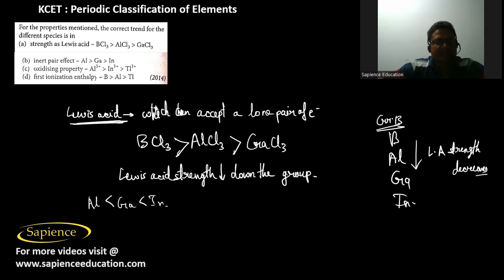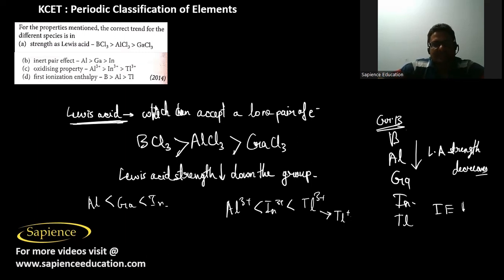Then oxidizing property. So Al3+ is less oxidizing than In3+, which is less oxidizing than Tl3+. Tl3+ is more oxidizing, since it can very easily get reduced to Tl+ ion. So Al3+ can't easily get reduced, so it is less oxidizing. And the order for first ionization enthalpy also, we know that the ionization energy will decrease down the group.